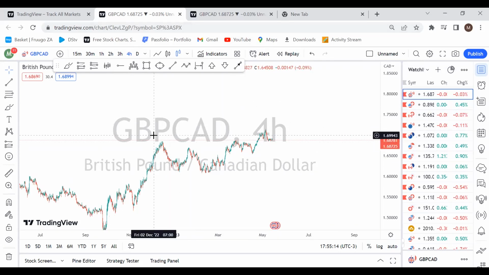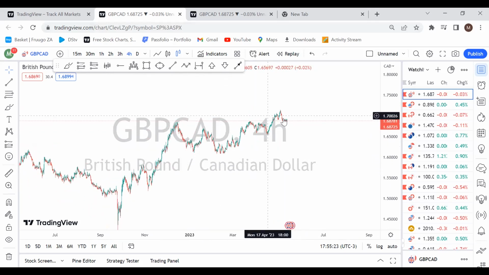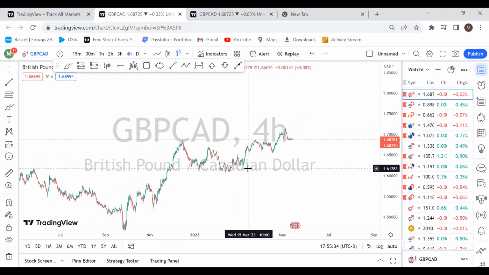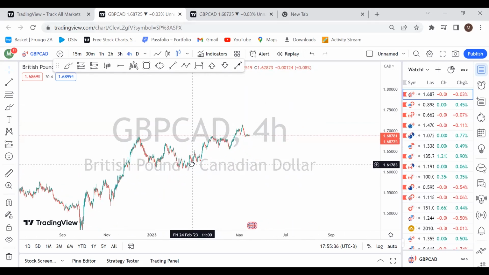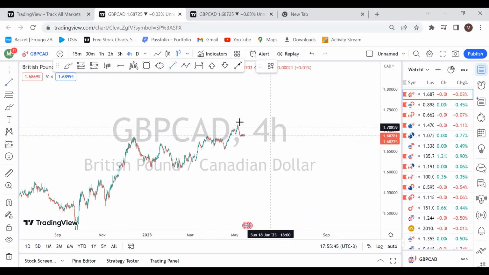So the first one that we have right now is the British pound against Canadian dollar, right? The first thing that we normally do is figure out the structure. People might be confused, like, why aren't you starting on the daily time frame or weekly? The thing is, we're not trying to swing for months, right? So we're just gonna start with the 4 hour time frame, and the first thing that we have to do is figure out our structure.